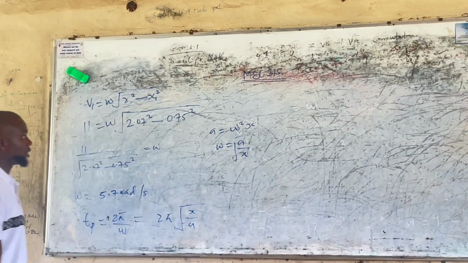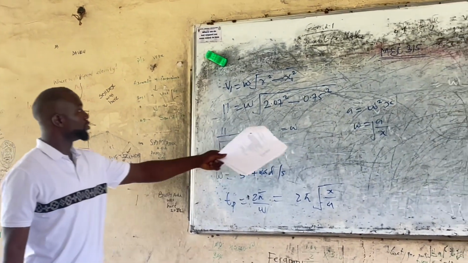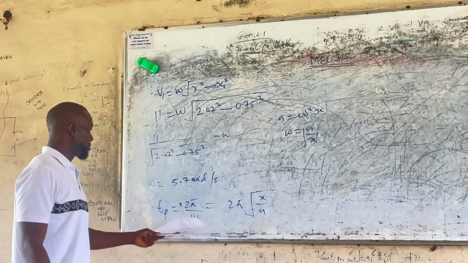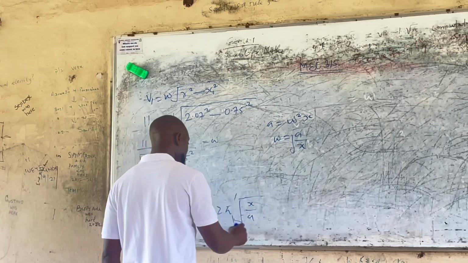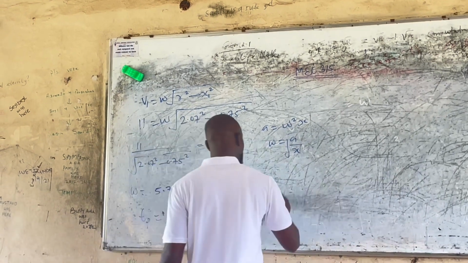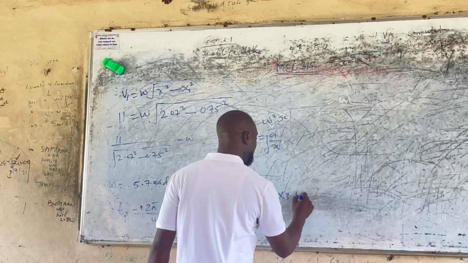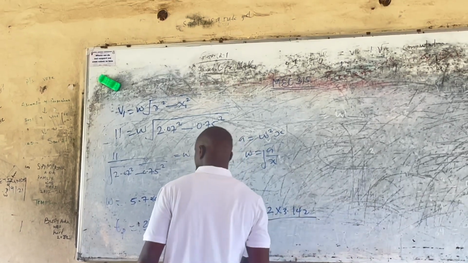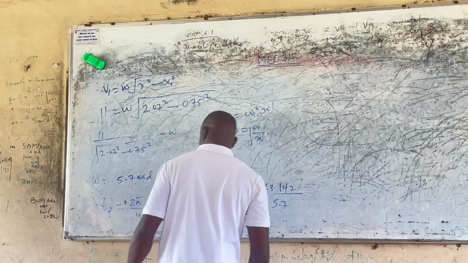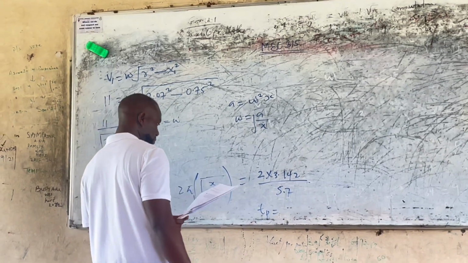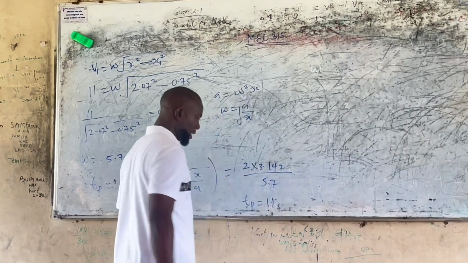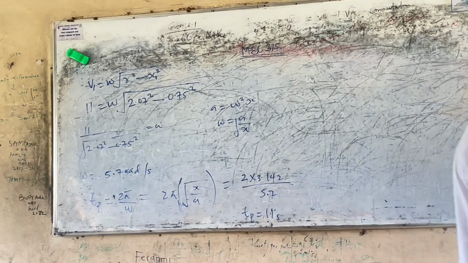That should be x over a, if W is root a over x. So since we already know W, we don't need this one again, so we just put it out. 2 times 3.142 over 5.7. So T is equal to 1.1 seconds.